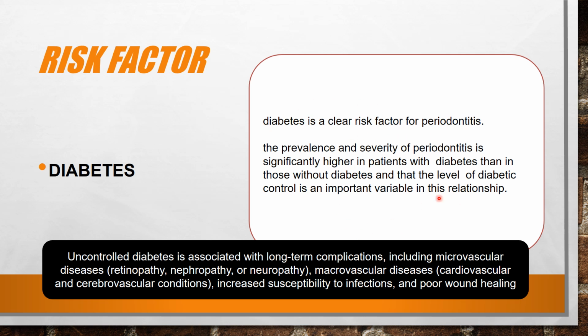The prevalence and severity of periodontitis is significantly higher in patients with diabetes than in those without diabetes, and the level of diabetic control is an important variable in this relationship. Uncontrolled diabetes always ends up in long-term complications such as microvascular diseases like retinopathy, nephropathy, or neuropathy, macrovascular disorders, increased susceptibility to infections, and poor wound healing.